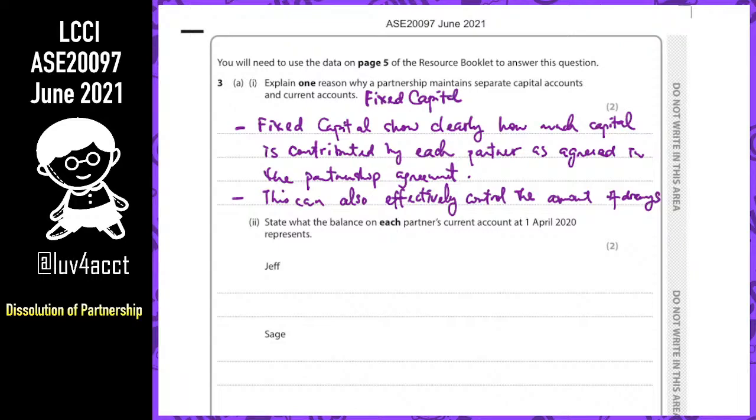So if you have a separate account, you can see if you have negative balance in your current account, you can withdraw no more money. So it is controlled by how much appropriations is given, because you cannot withdraw more than what you have in the current account. But if you mix the two together, you cannot clearly see how much is allowed for the drawings. So this might be one of the answers that you can give.